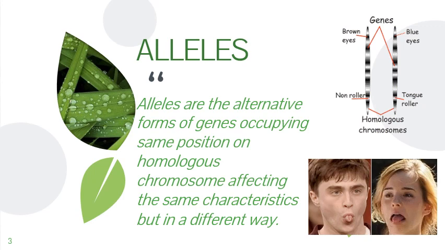Children, how many of you can roll your tongue and how many of you cannot roll your tongue? Can you try it right now? Those who can roll their tongue will have a dominant allele, and those who cannot will have a recessive allele. So in a recessive allele, the gene is suppressed by a dominant gene.